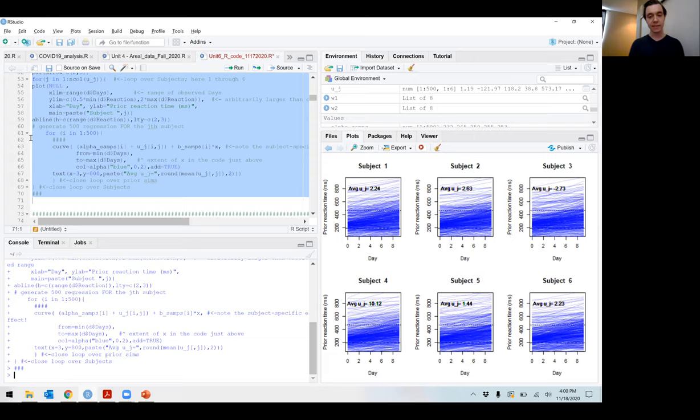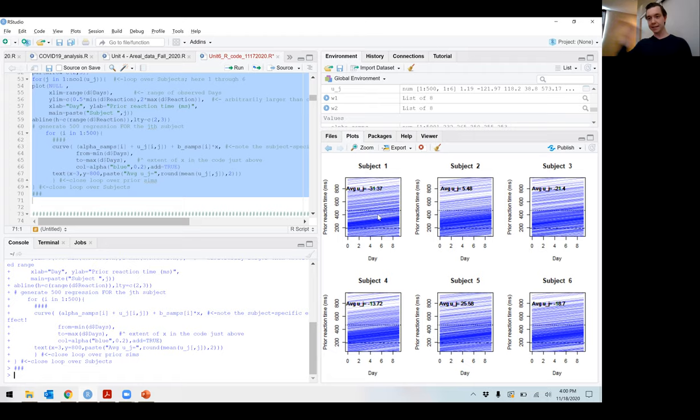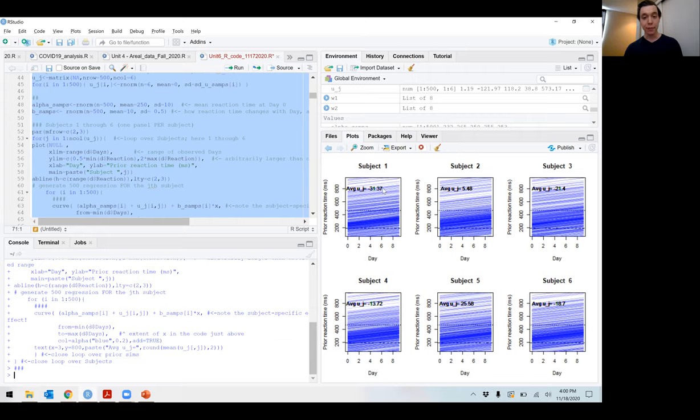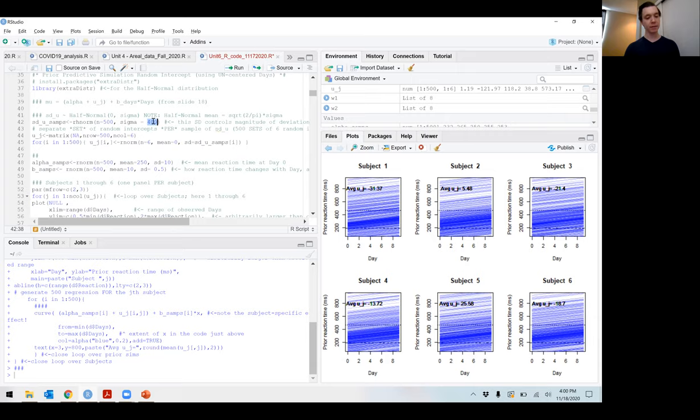There we go. Look, all of these lines are the same, right? Very, very parallel lines because we restricted that hyper standard deviation to be teeny tiny. But look, we are now allowing our subjects to be 31 milliseconds, looks like, faster than the population average, 25 milliseconds slower than the population average, because of how large we made that sigma. 50 was the number here, 10 was the number here.